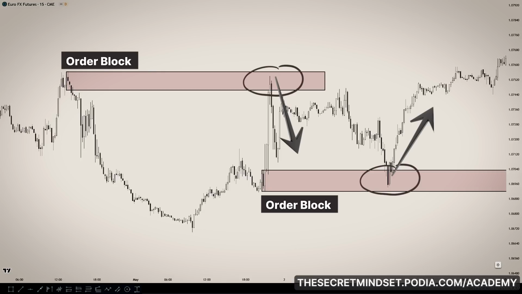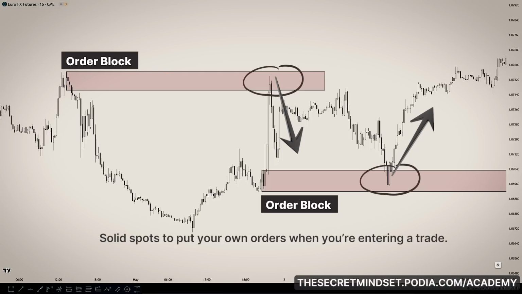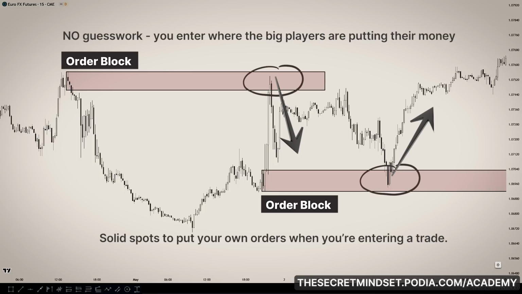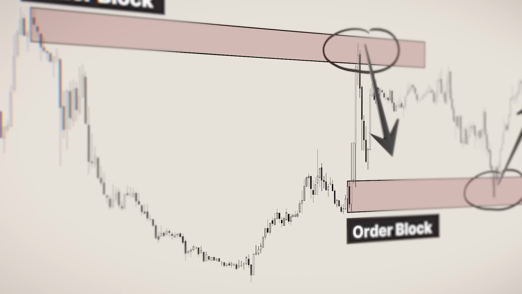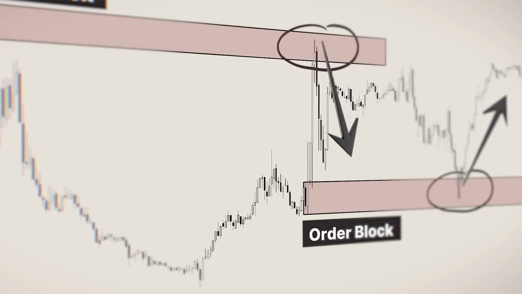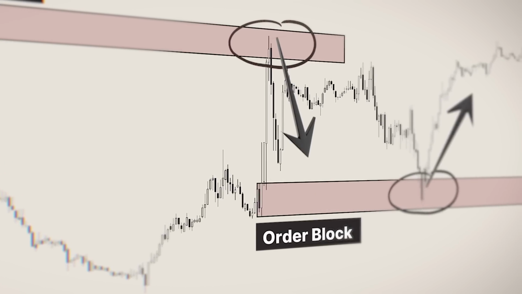This is why order blocks will help you place better trades. They give you a solid spot to put your own orders when you're entering a trade. This isn't just guesswork. It's based on where the big players are putting their money. You're not just picking random points. You're using levels that have real significance in the market.